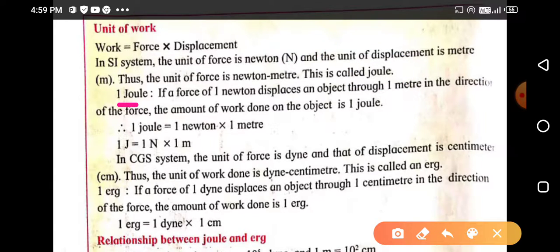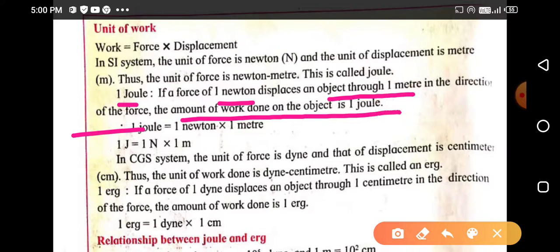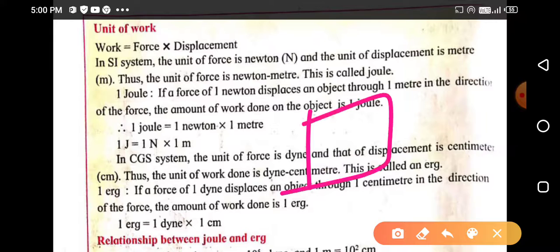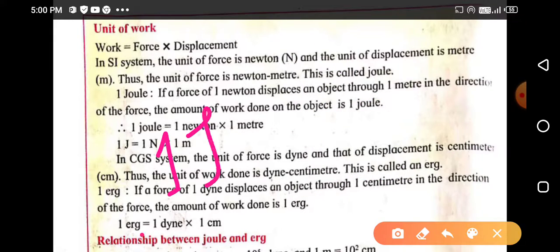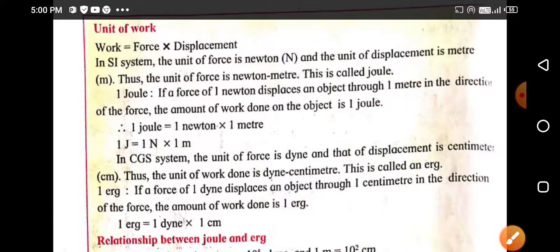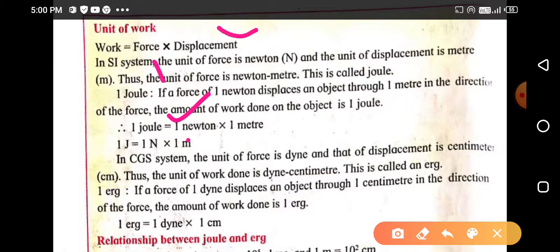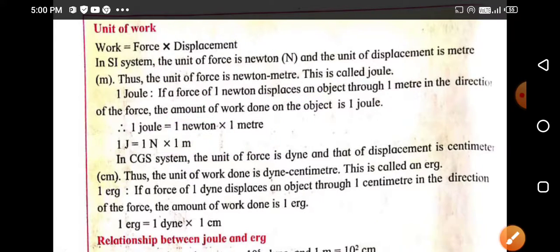Then what is 1 joule? If a force of 1 Newton displaces an object through 1 meter in the direction of the force, then the amount of work done on the object is 1 joule. Suppose we apply 1 Newton force on this object so that it displaces about 1 meter, then the work done is 1 joule. So 1 joule is equal to 1 Newton meter.